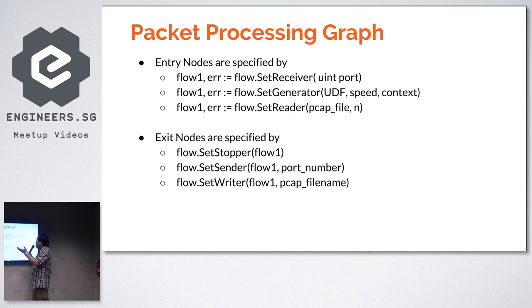So how do you create a node? Entry nodes. The first line, flow1 set receiver, just means my port 0, let's say I set this as port 0. So all the network packets that go to port 0 will become flow1. This is what it means.